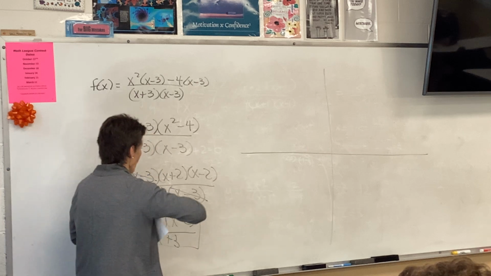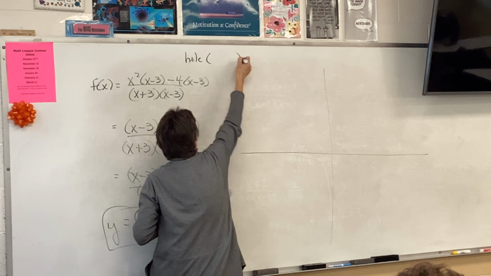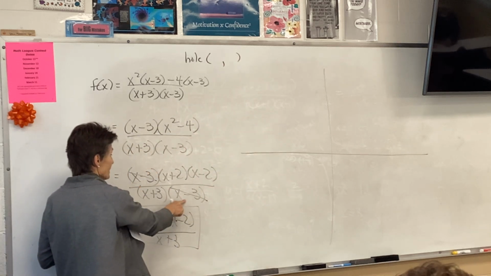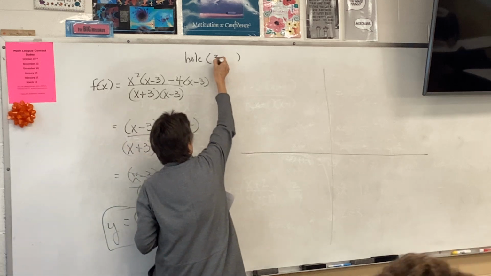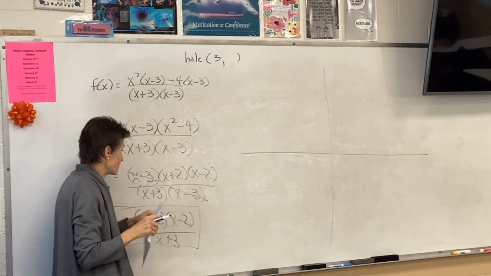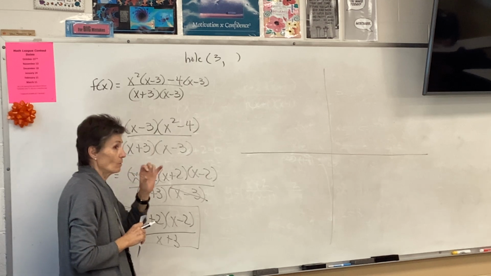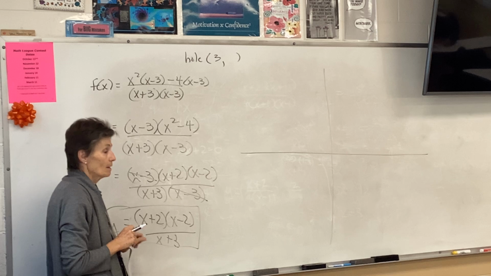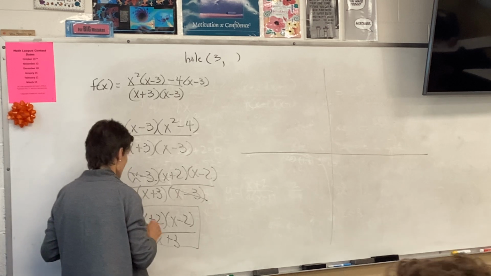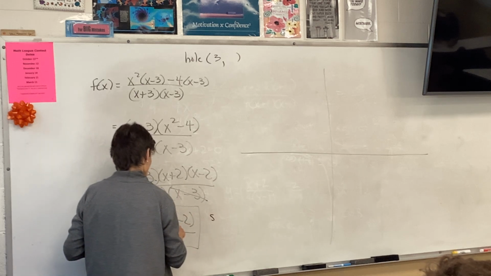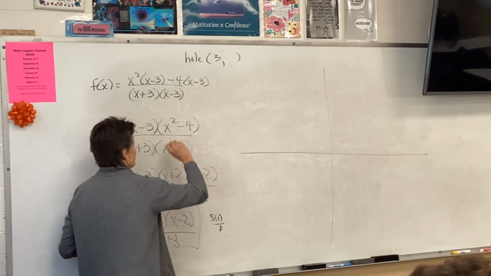So where will my hole be? Remember, it's a point. So the hole will be a point where x is 3, because that's the factor that I canceled out. And then how will I find the y? The hole's a point, I gotta have a y. Plug it in right here, right? So if I plug in 3, I'm gonna get 5 times 1 over 8. Did you get 5/8?